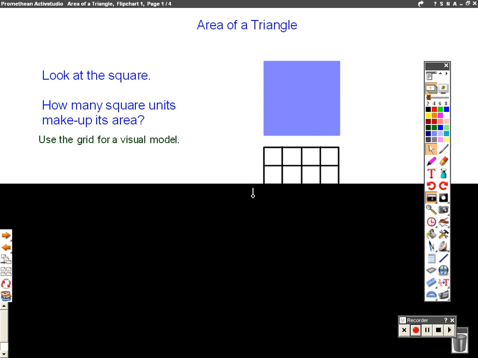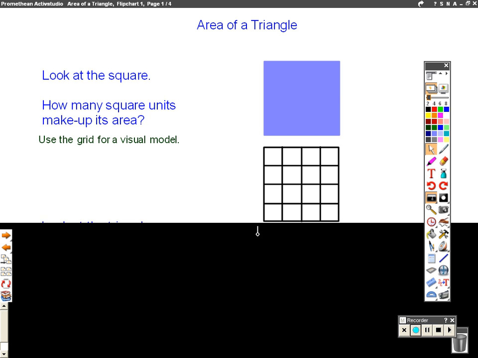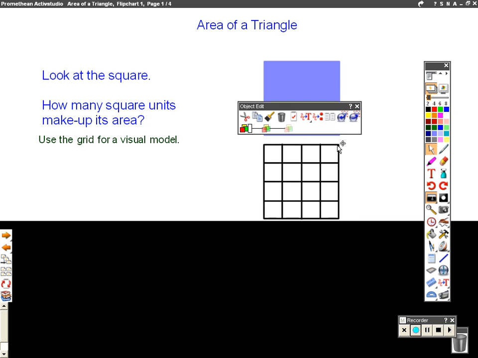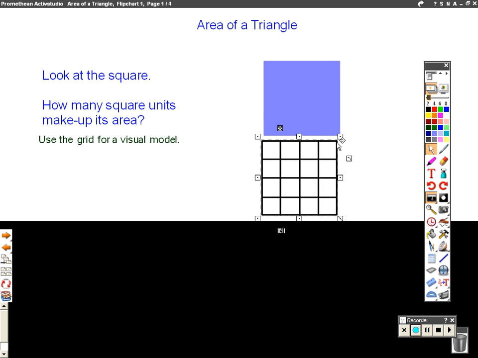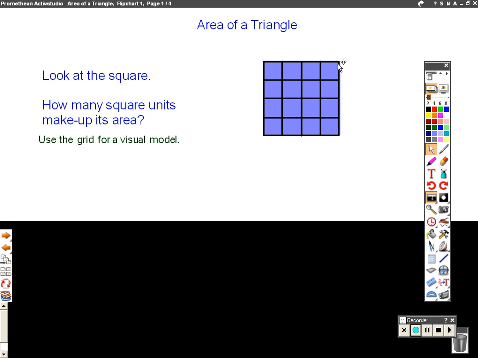What I'd like you to do is look at the square and ask yourself how many square units make up its area. As you can see, if you know about the area of a square, you can do 4 units times 4 units. Oops. 4 units times 4 units equals 16.